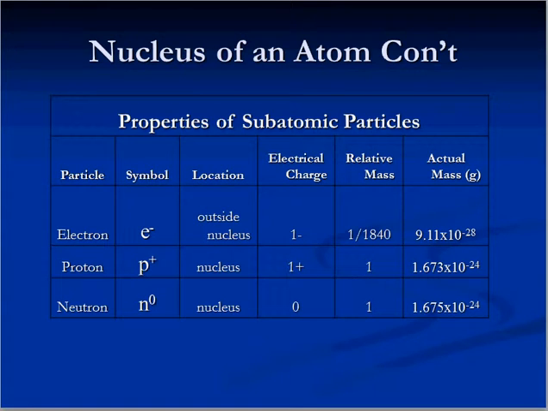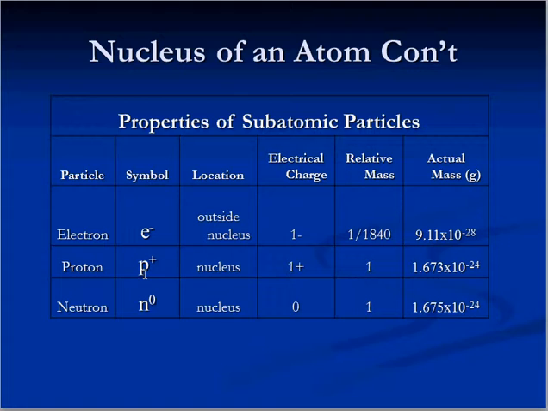On this slide, I'm going over the same information again. Electrons, we often abbreviate as a lowercase e with a minus sign. It's outside the nucleus. It has a -1 electrical charge, and its relative mass to protons and neutrons is a fraction of theirs. It's 1 over 1840.